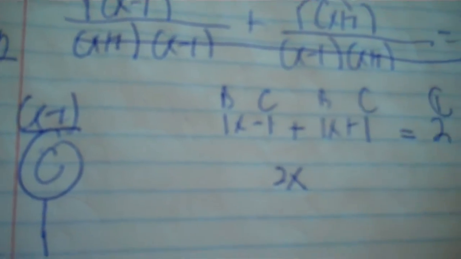No A's, so add your B's and C's. 1x plus 1x is 2x. Negative 1 plus 1 is 0, so it's just 2x equals 2. Then you just divide by 2, and your answer is 1. Okay.